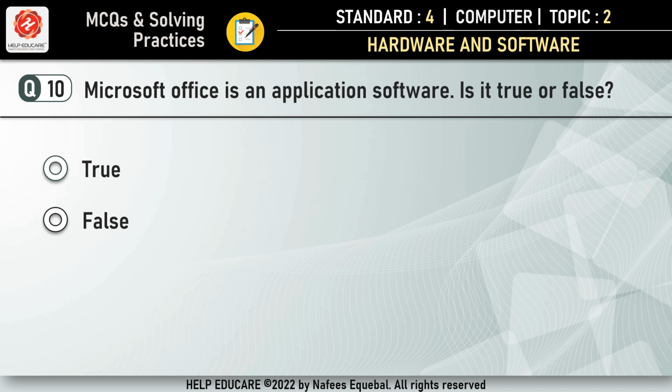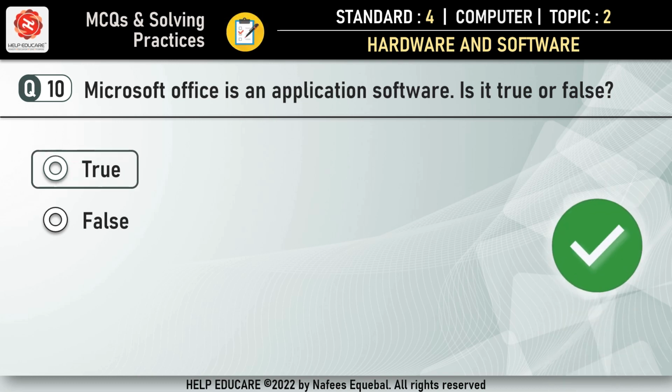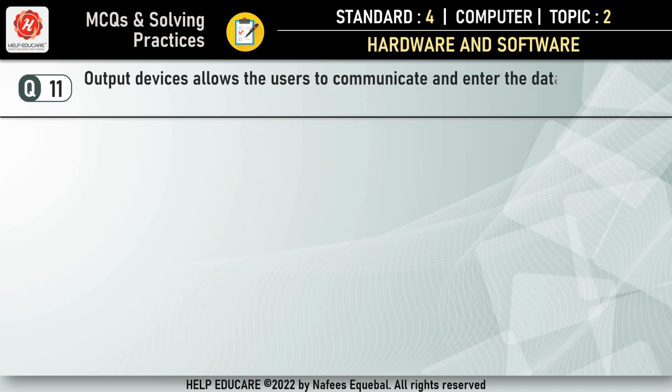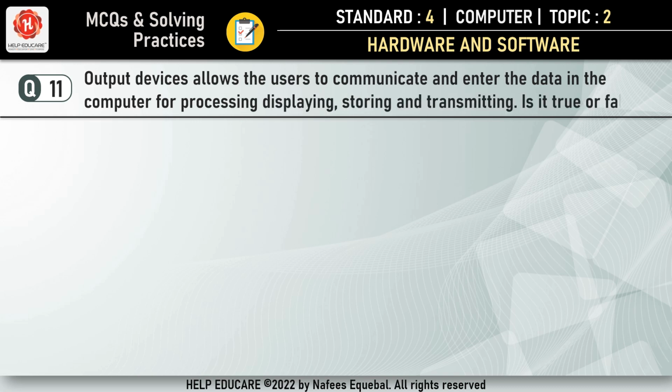Answer will be displayed in 10 seconds. Correct answer is, it is true. Question number 11. Output devices allows the users to communicate and enter the data in the computer for processing, displaying, storing and transmitting. Is it true or false? First option, it is true. Second option, it is false.